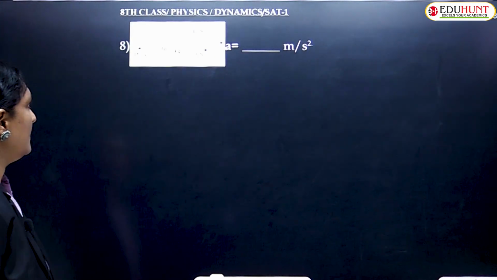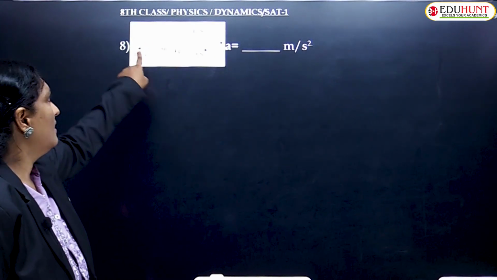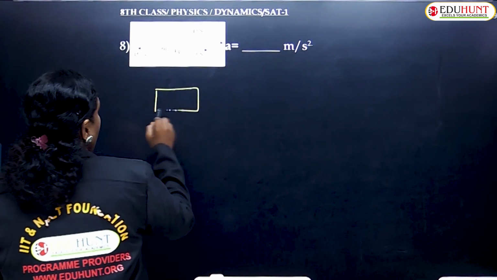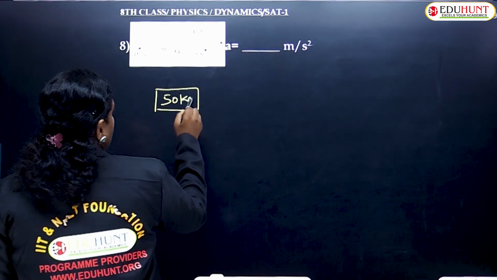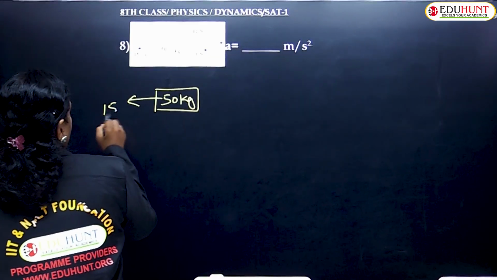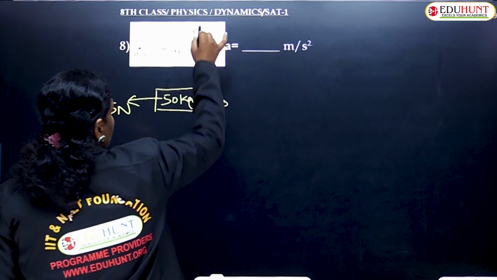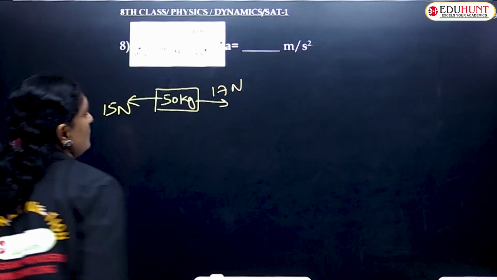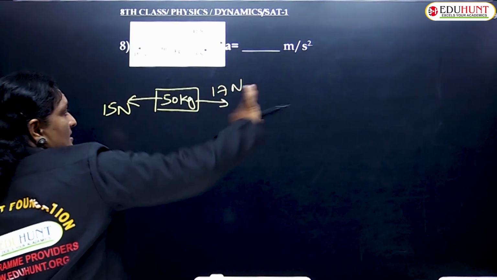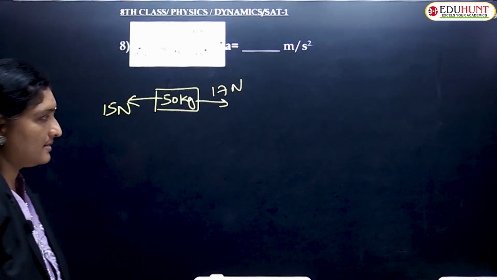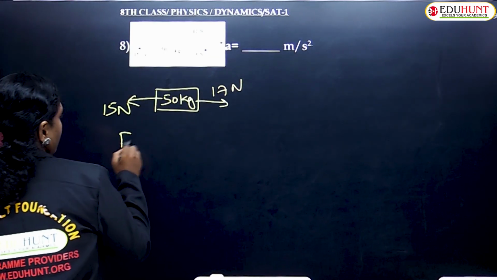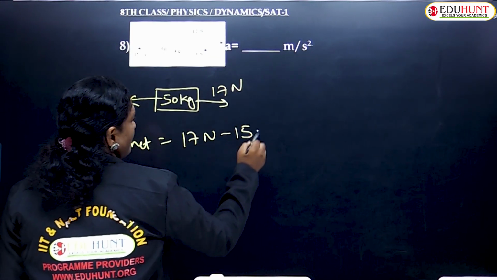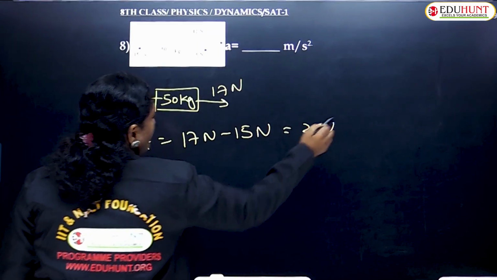Next question. Here also again 3 forces are given. Here 50 kg, and let us try to simplify. In this direction 15 newtons and in this direction 12 plus 5, both in the same direction, that is 17 newton. Here right side force is larger and left side force is lesser. So we know that F net is equal to larger force minus smaller force. How much is that? 2 newtons.